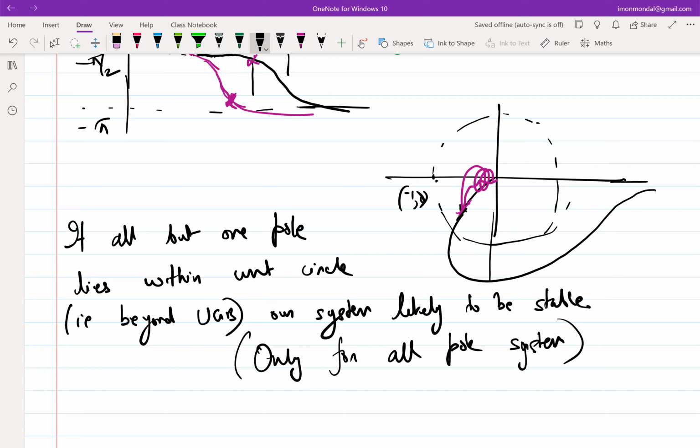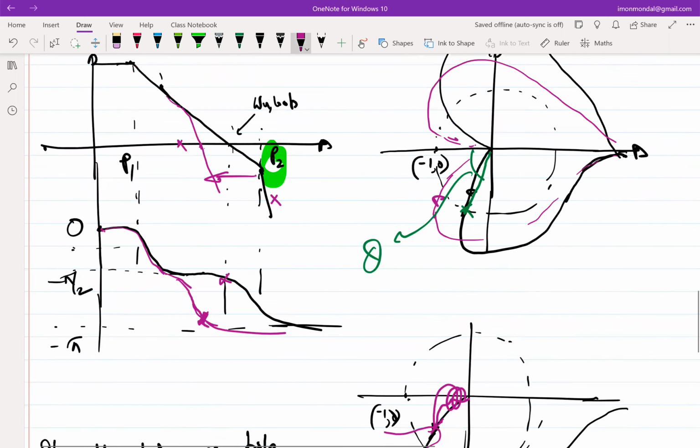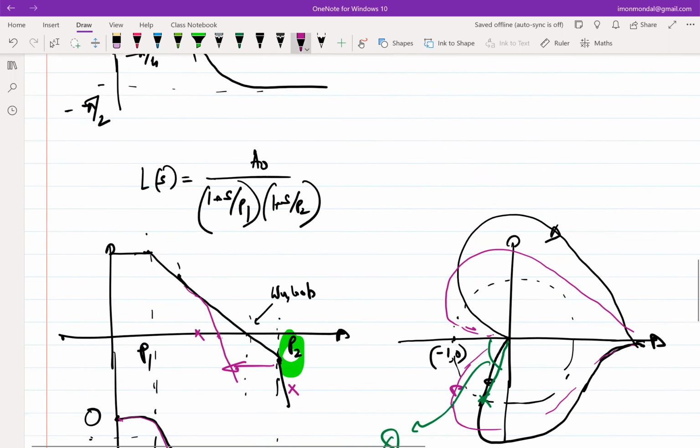Why am I saying this all the time? This all pole system business is because if you have a zero, then it's possible that the Nyquist plot, once it goes inside, can also come back. By zero, I mean that if you have, let's say, 1 plus s by z or something like that, it is possible that your numerator can increase after z, right?